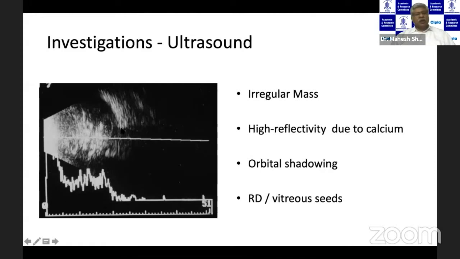The calcium would not allow the sound waves to image the orbit, so you can see orbital shadowing. Here we are able to see the posterior sclera, here we are not able to because the sound is blocked, attenuated by the calcium. The additional retinal detachment and vitreous seeds are something which you can see on ultrasound.